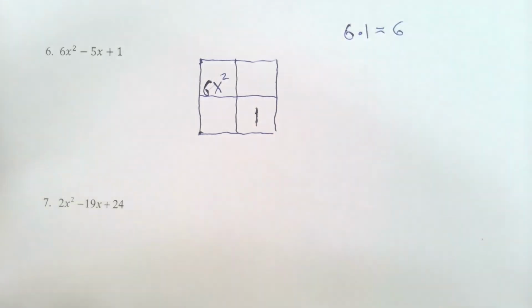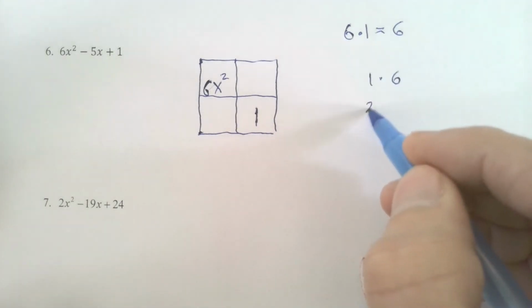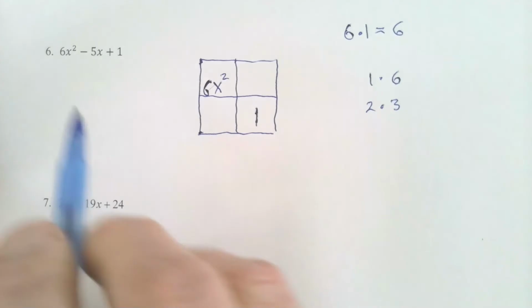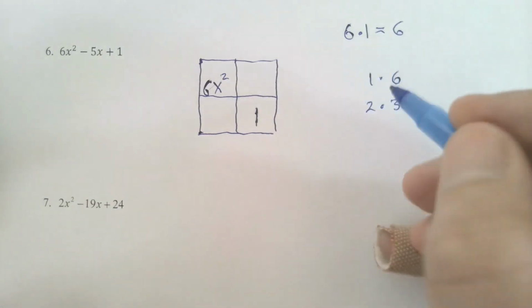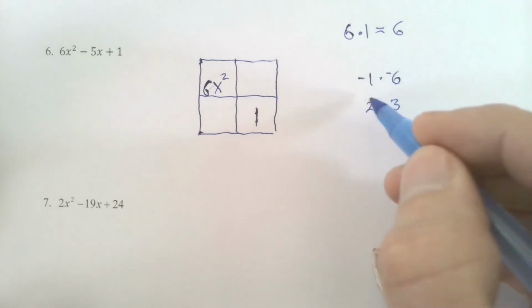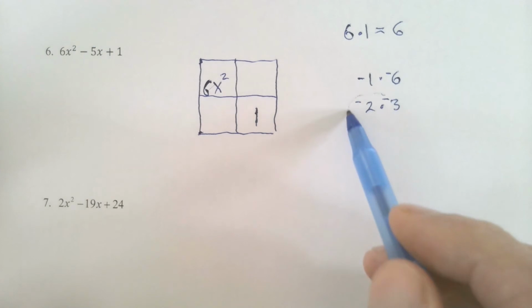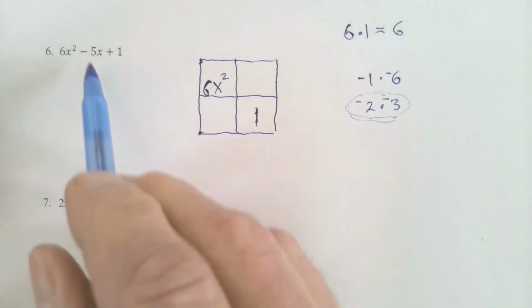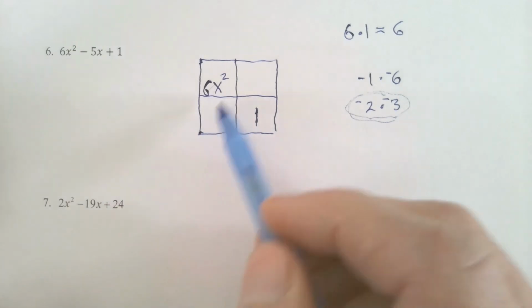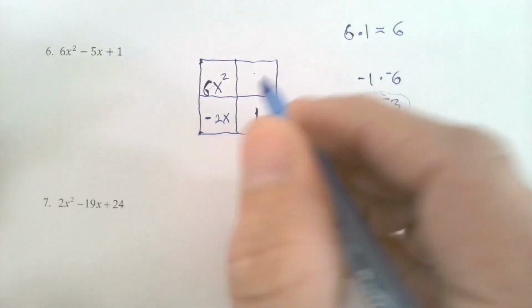And now we're going to write down all the ways there are to multiply to make 6. 1 times 6 and 2 times 3. Or, if you're trying to get negative 5 in the middle, but you want to get a positive 6 here, you could put negatives on all of these. And you're down to just 2 options here, and this is the correct one, because it not only multiplies to make 6, but it adds to make negative 5. So put the negative 2 and the negative 3 in here, and attach x's to them.